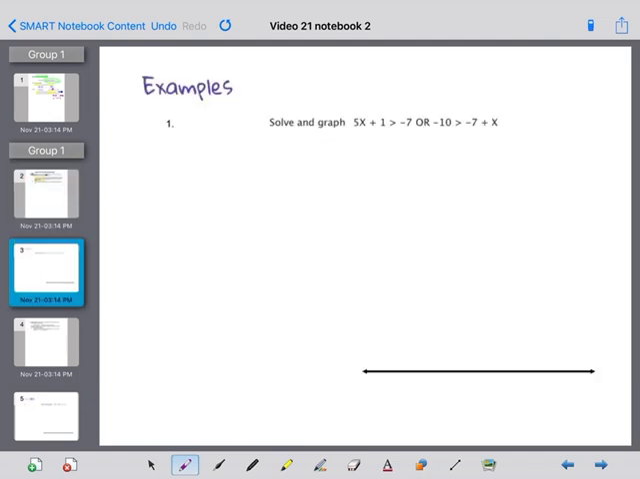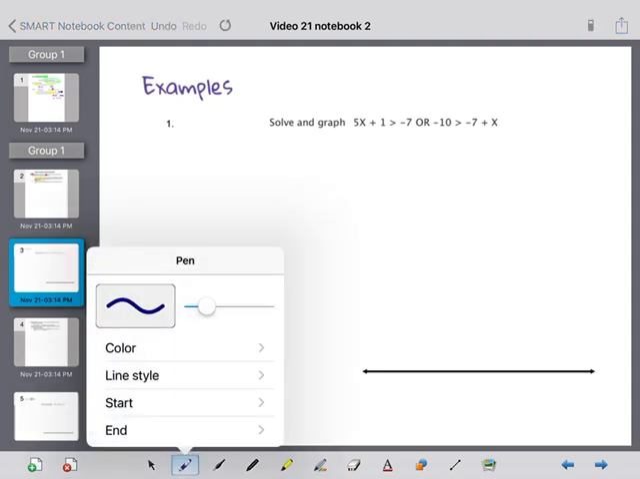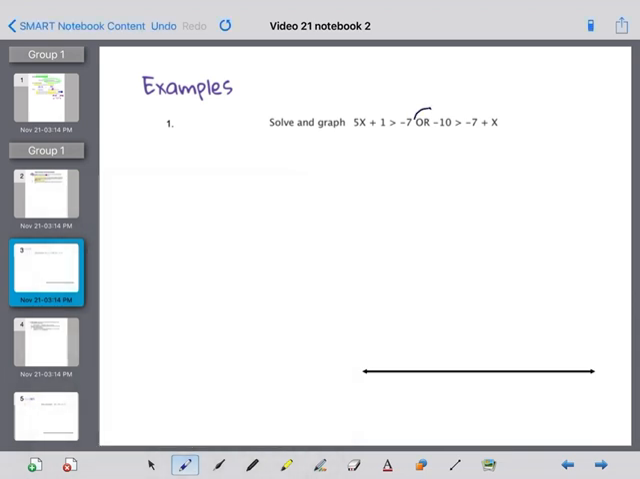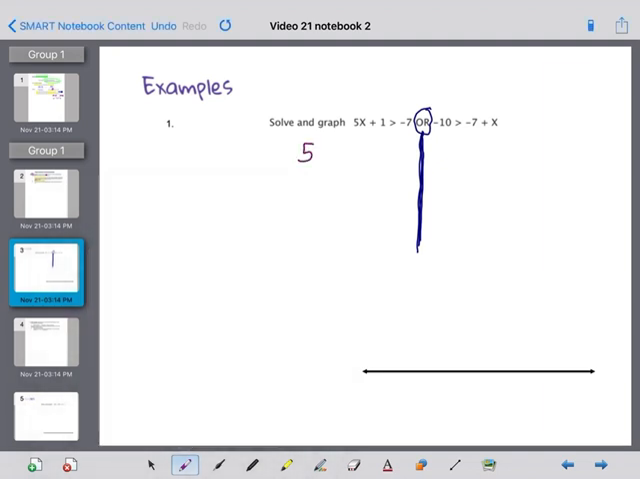On your next page, you have this inequality. Solve and graph 5x plus 1 is greater than negative 7, or negative 10 is greater than negative 7 plus x. So we've got that magic word or, and that tells us that we're going to solve them individually. So I'm just going to draw this kind of dividing line to show that these are two different math problems that we're going to do. So first we'll do the one on the left. 5x plus 1, I'm just going to rewrite it, is greater than negative 7.